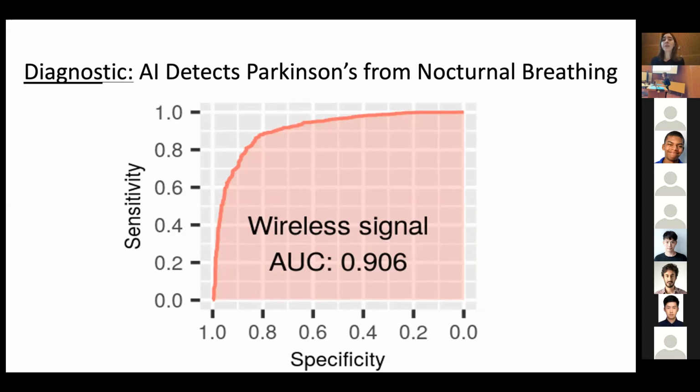Now, another thing that is really interesting: because we are using breathing to detect whether someone has Parkinson's, can we potentially detect it before they are diagnosed, before the motion and the tremor start appearing? Maybe the breathing changes earlier.